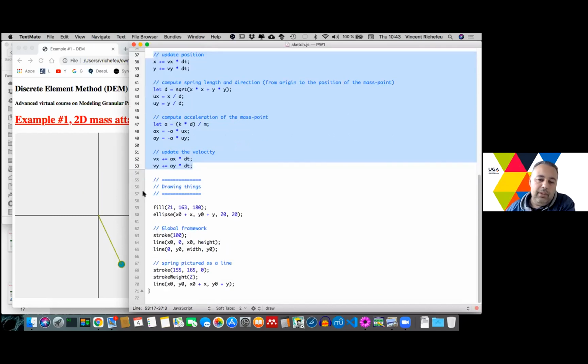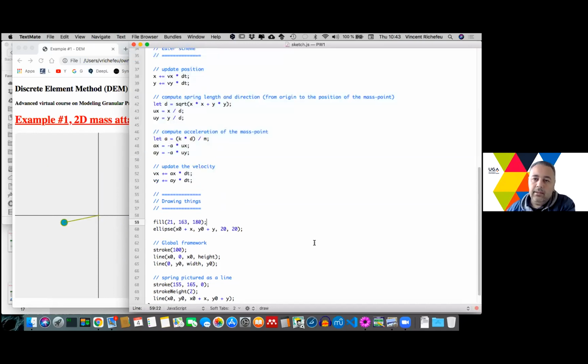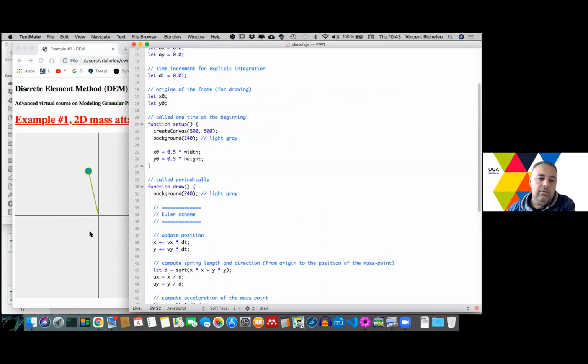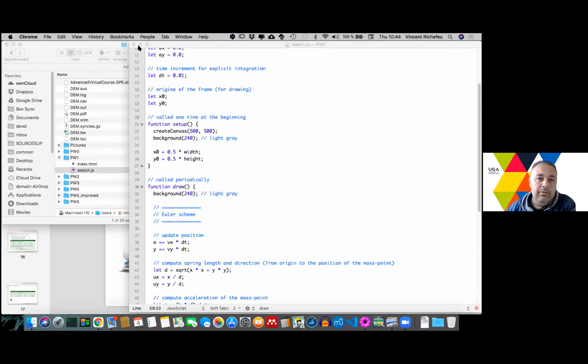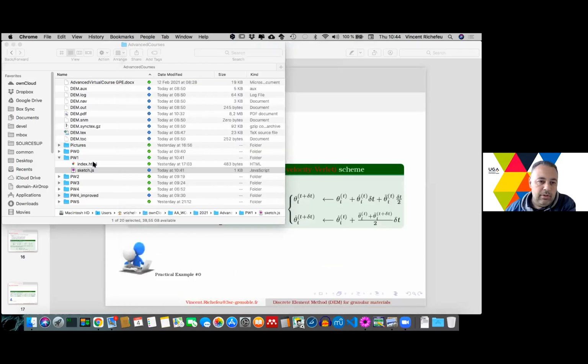Then I'm drawing things. So I draw the particles with a color. I draw this line. I draw things. And this code allows us to make this. Let's continue. I don't have any feedback from you, so I don't know if you understand everything. But you may have questions.